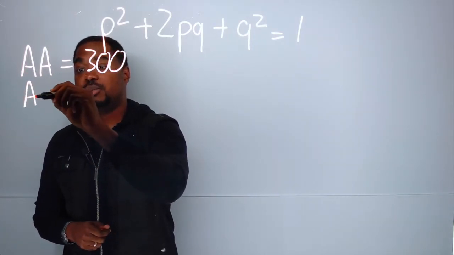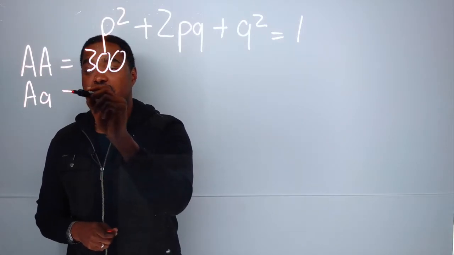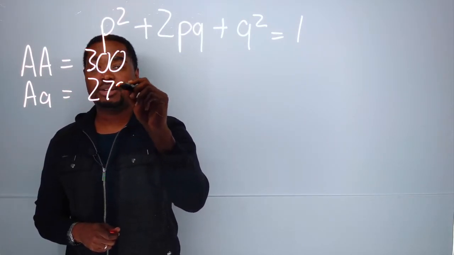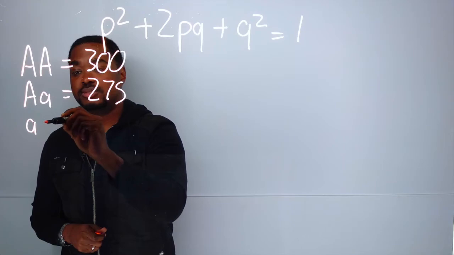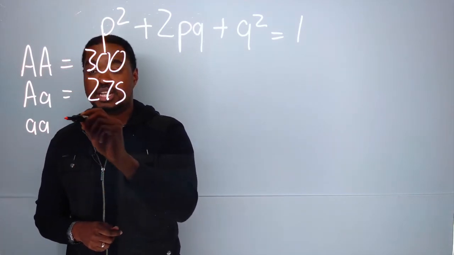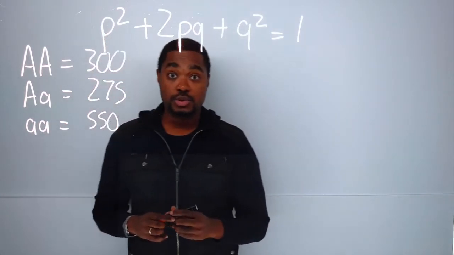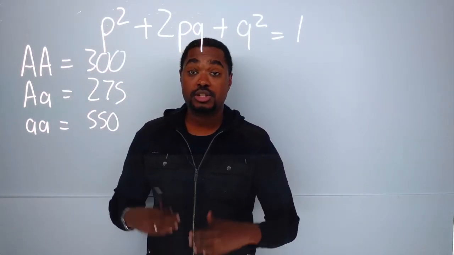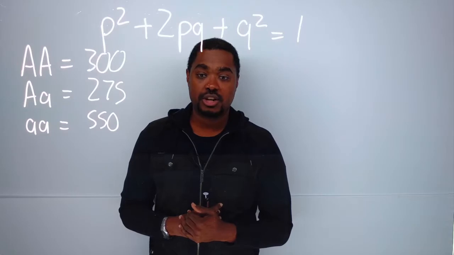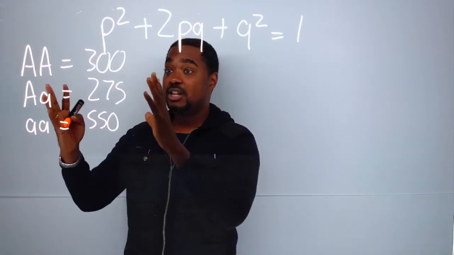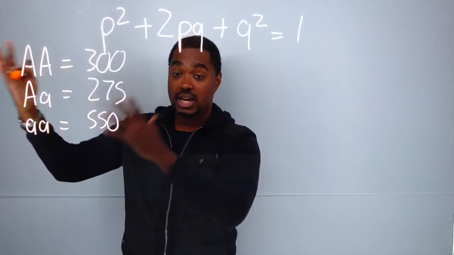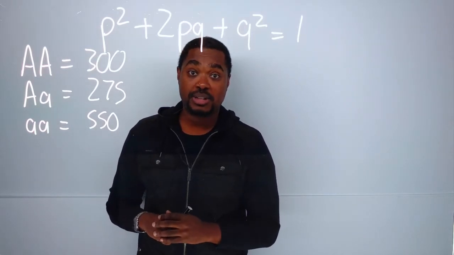You could look at the heterozygotes and say, all right, there's 275 heterozygotes, and we could look at the individuals who are homozygous recessive and say, okay, maybe there's 550 of those individuals. So to know whether or not that population is in Hardy-Weinberg equilibrium, we want to calculate the actual frequency of the alleles that are in this population.